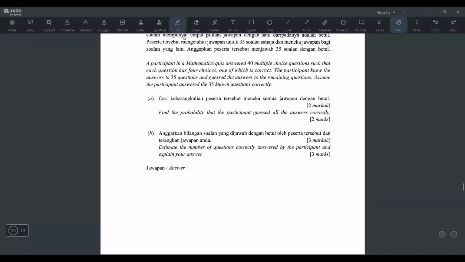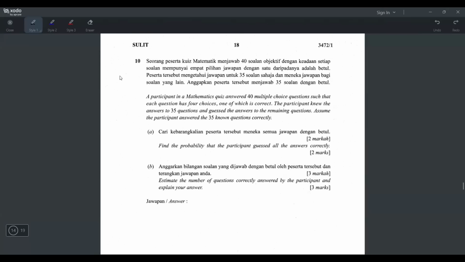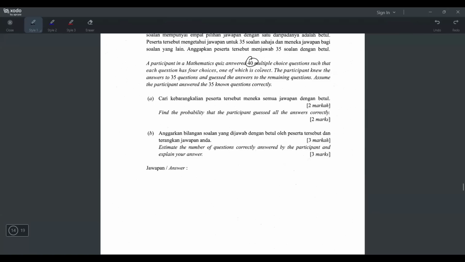Alright, I'm at question 10 now. So let's read the question. A participant in the mathematics quiz answered 40 multiple choice question such that each question has 4 choice, one of which is correct. So yeah, for multiple choice punya soalan memang macam tu, ada A, B, C, D, but there's only one is correct lah. Okay, the participant knew the answer to 35 questions and guessed the answers to the remaining questions. Assume the participant answered the 35 known questions correctly. A, find the probability that the participant guessed all the answers correctly.